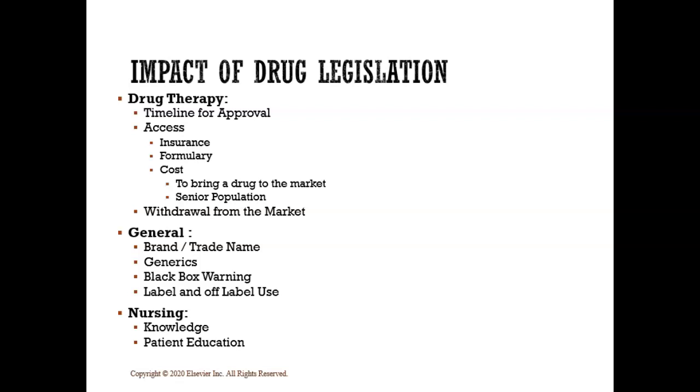That basically requires manufacturers to put a black box warning on medications that are known to cause some very severe adverse reactions. That should be within their label. And speaking of label, drug legislation also influences how medications are used, right? When we say label, a medication is being used the way it's intended to be used, and off-label is something that is not often used for that specific reason.